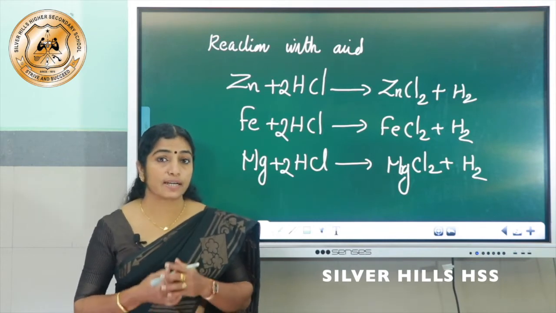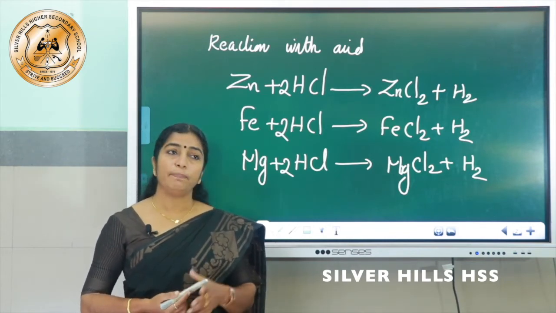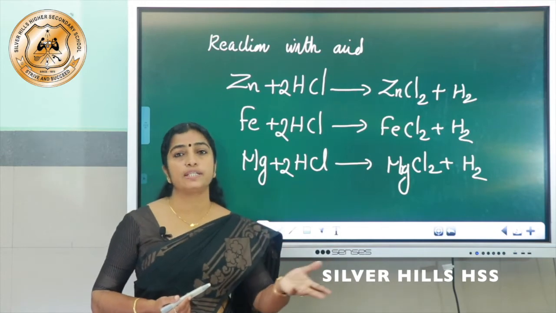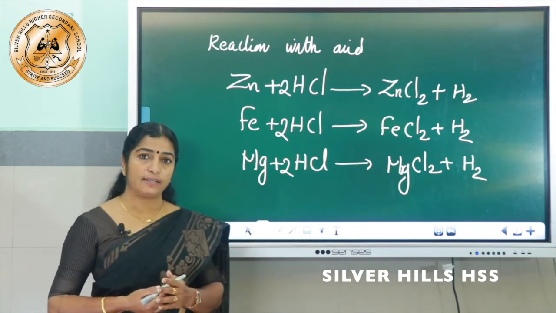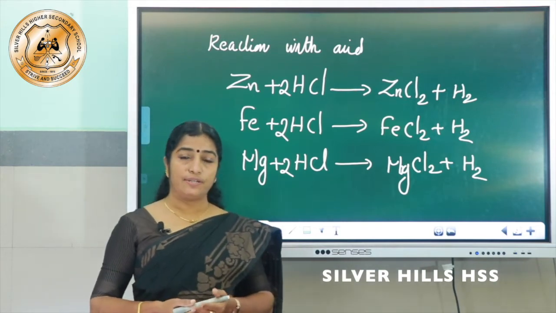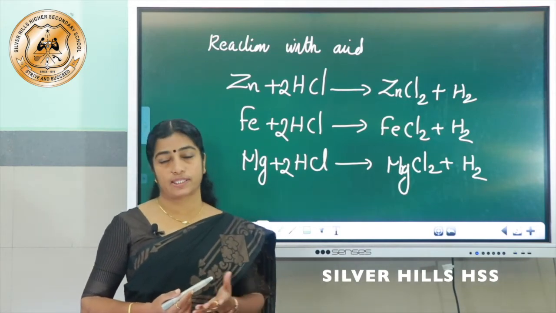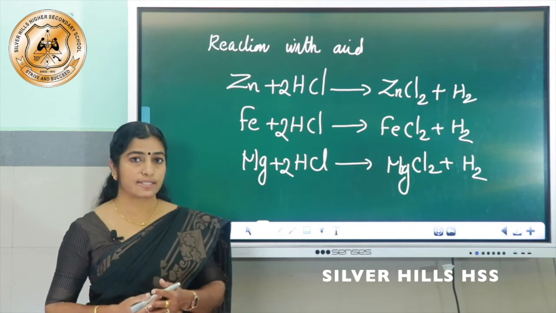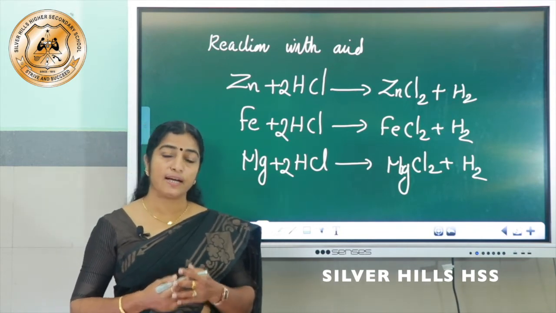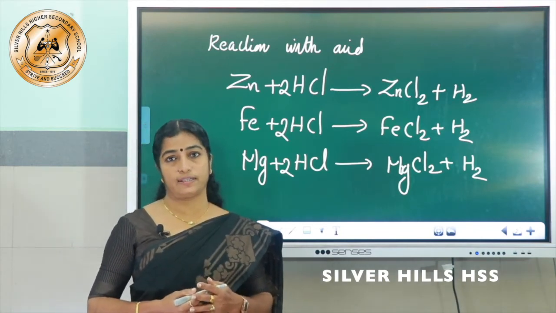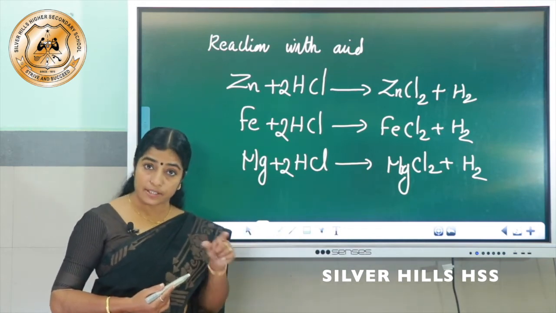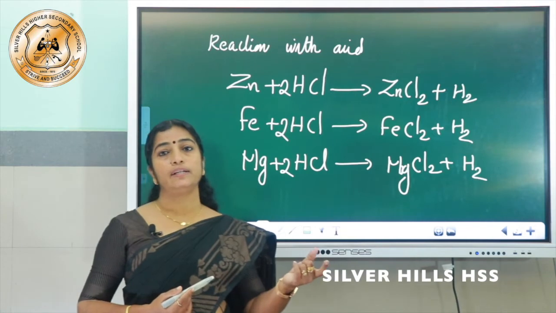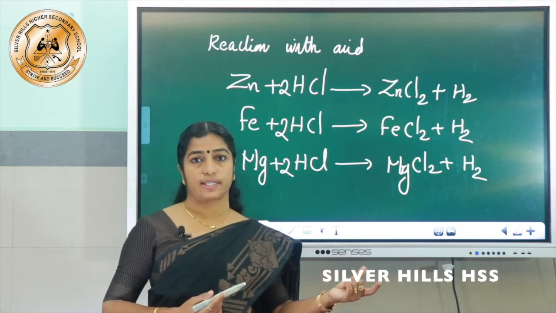And how is this rust formed? When a piece of iron is exposed to air, iron combines with the oxygen present in the air in the presence of moisture to form hydrated iron oxide, which is called rust. Rust is chemically hydrated iron oxide.